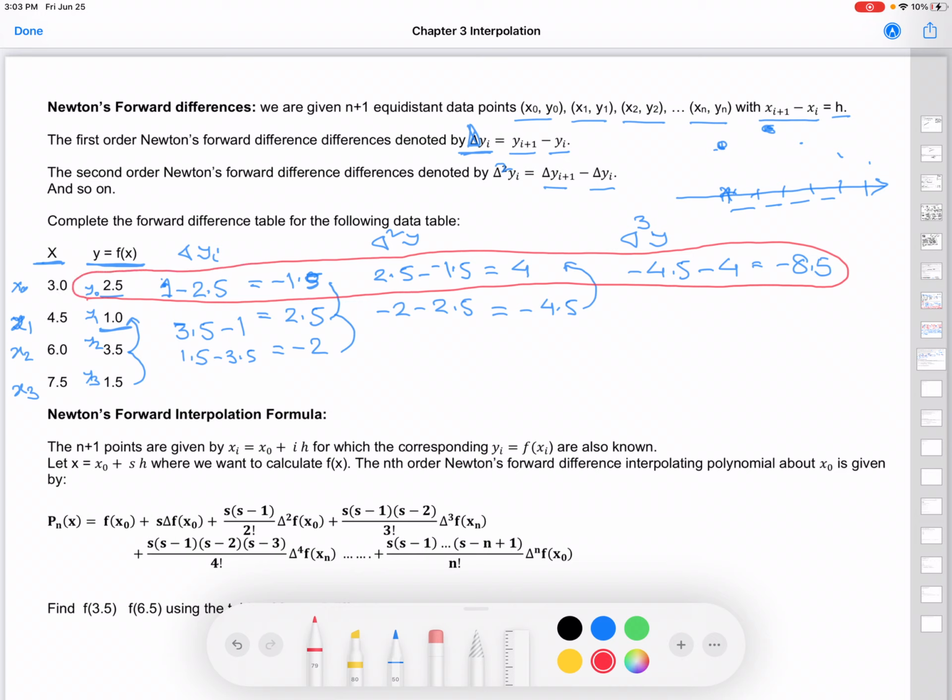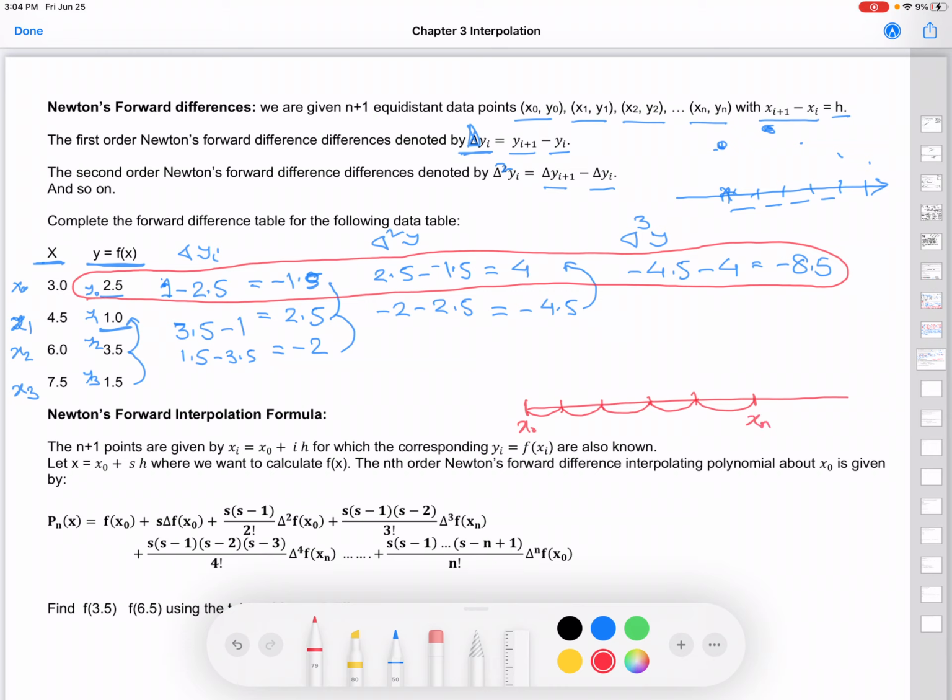Okay, now for the n plus 1 points, the forward difference interpolation formula, we need to use the table in the formula. The n plus 1 points are given by xi equal to x0 plus ih. How is that working? Suppose this is your x0, then the next one, we said the distance is always equal for forward difference. So the next one will be x0 plus 1h, then x0 plus 2h, x0 plus 3h, x0 plus 4h, and the last one will be x0 plus nh, which is xn, right?